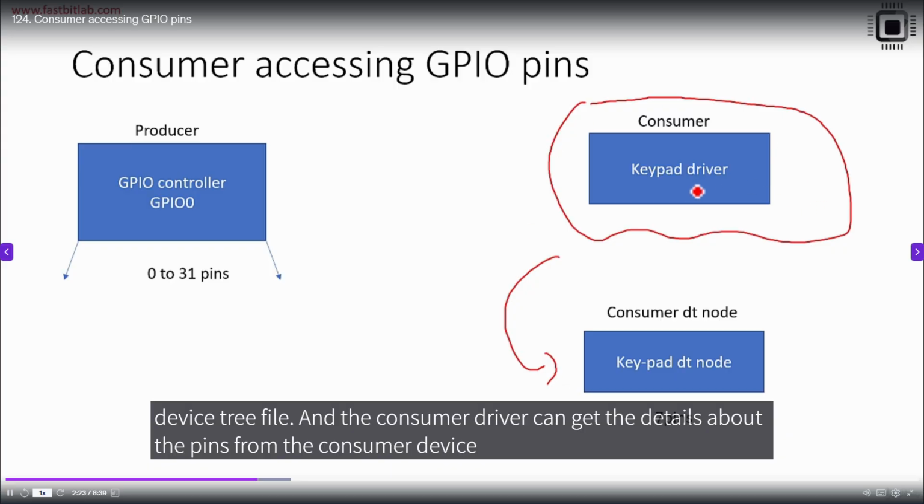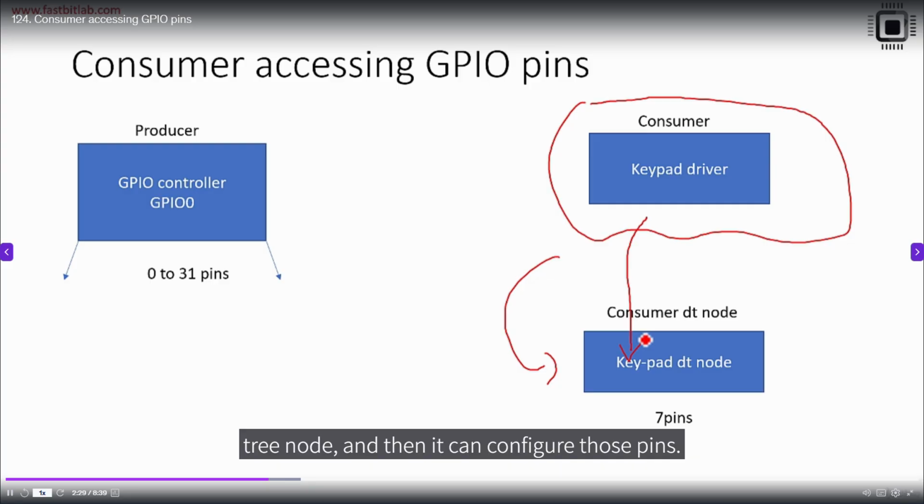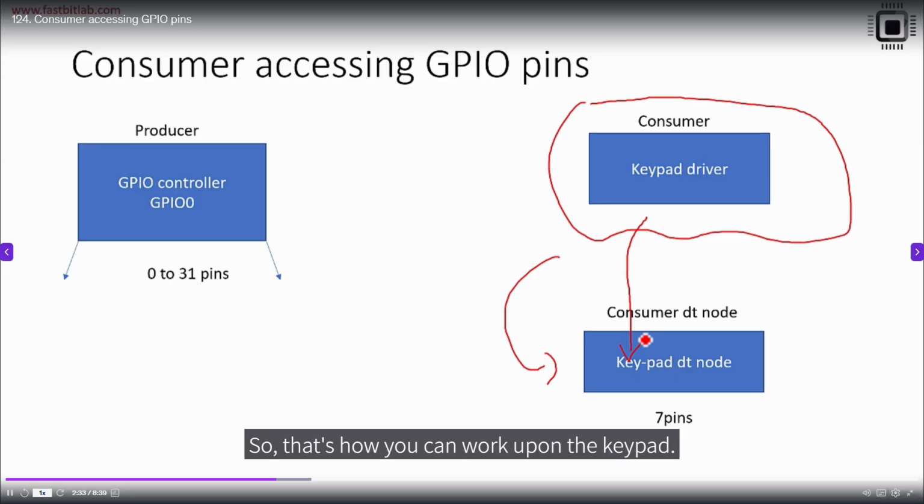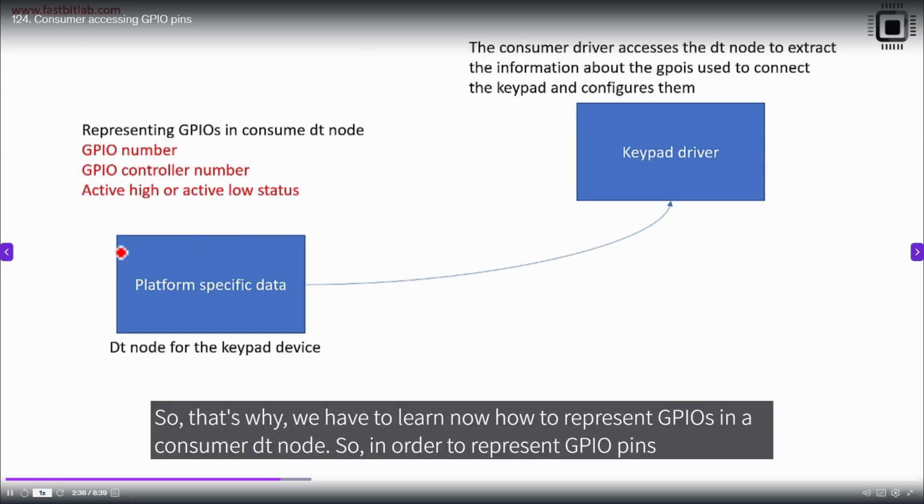And the consumer driver can get the details about the pins from the consumer device tree node, and then it can configure those pins. So that's how you can work upon the keypad. That's why we have to learn now how to represent GPIOs in a consumer DT node.